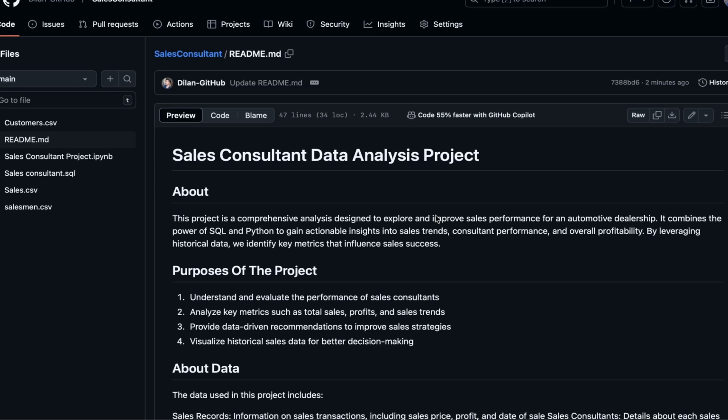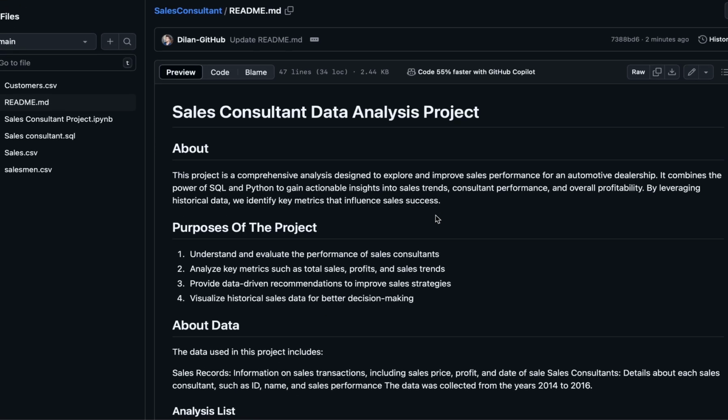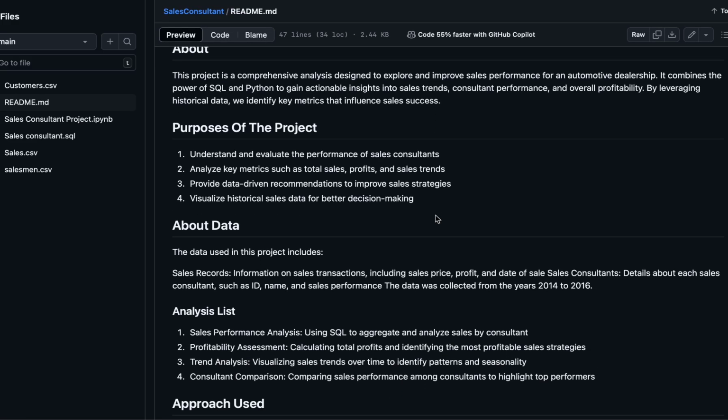Let's get started. So I'm going to read the README section of this project on my GitHub. To talk a little bit about the project, it's a comprehensive analysis designed to explore and improve sales performance for an automotive dealership. It combines the power of SQL and Python to gain actionable insights into sales trends, consultant performance, and overall profitability. By leveraging historical data, we identify key metrics that influence sales success.